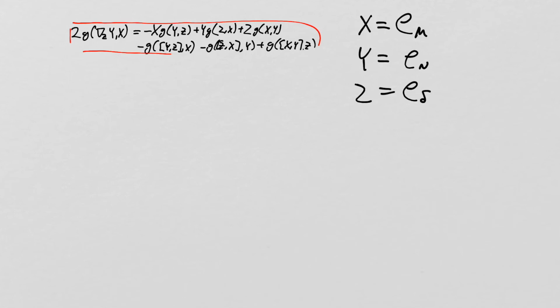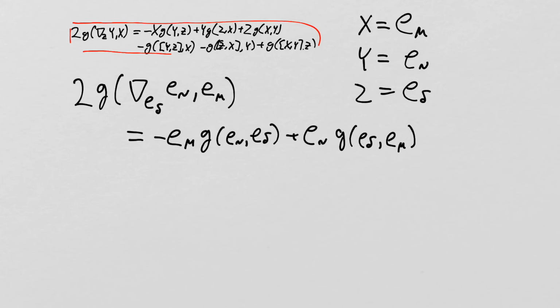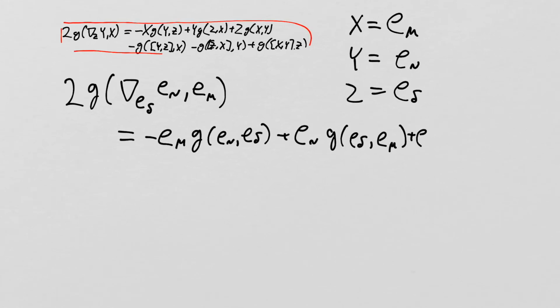Right, so now I can rewrite this expression as 2g of the covariant derivative of E delta, with subscripts E delta, E nu, E mu. That's the entire left-hand side. And this equals minus E mu of g(E nu, E delta), plus E nu of g(E delta, E mu), plus E delta of g(E mu, E nu).